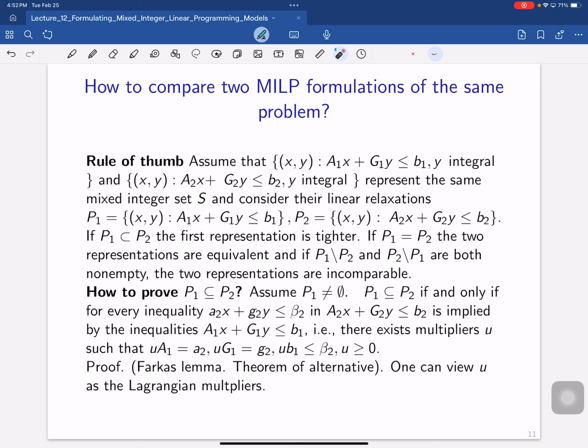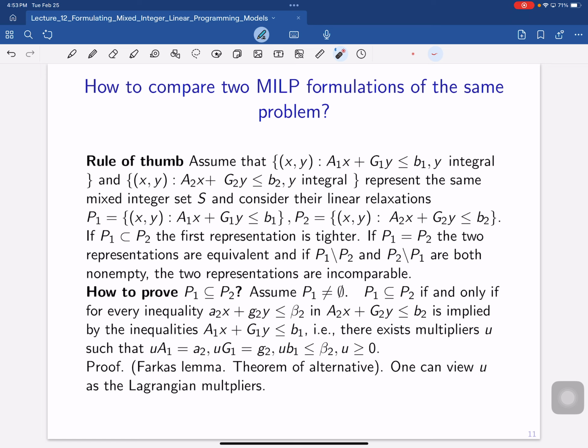So let's assume these two formulations involve the same number of variables. Sometimes they even involve different numbers of variables, which is an even more complicated issue. Now let's assume the first formulation is a1x plus g1y less than or equal to b1, where y is integral and x is continuous. And the second formulation is represented by a2x plus g2y less than or equal to b2, with y being integral.